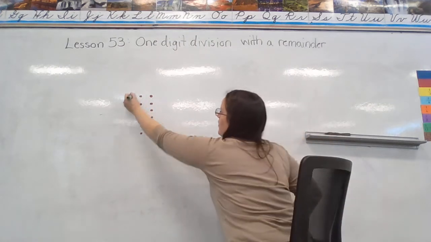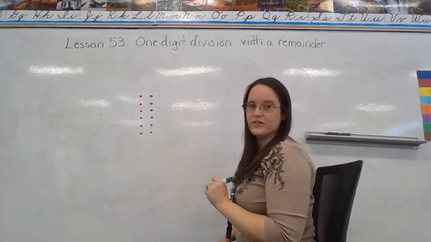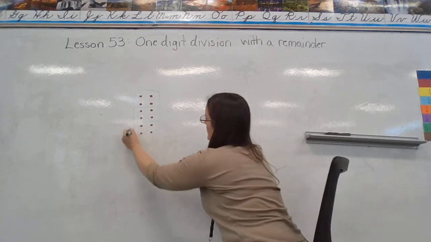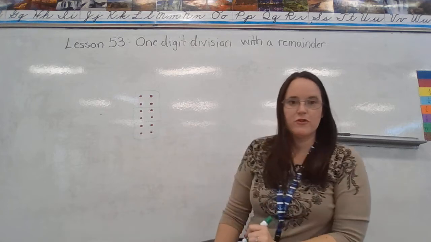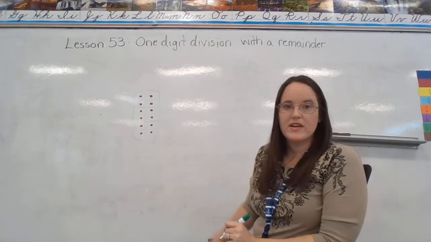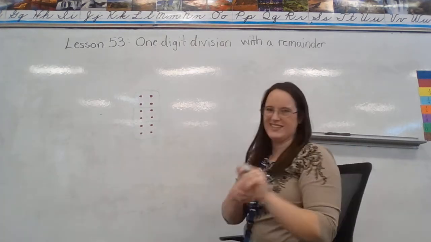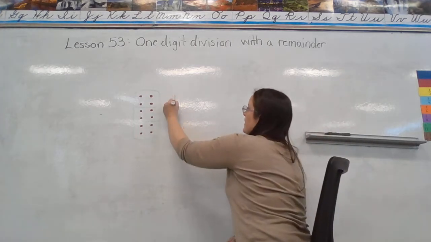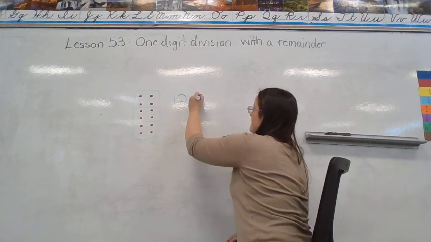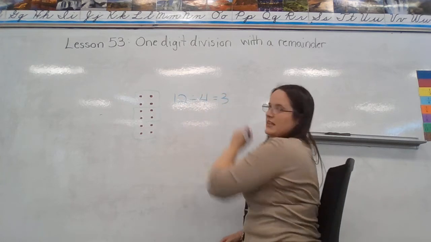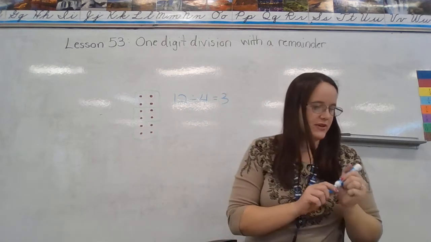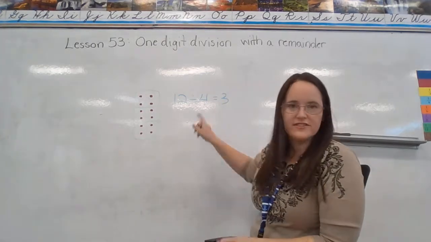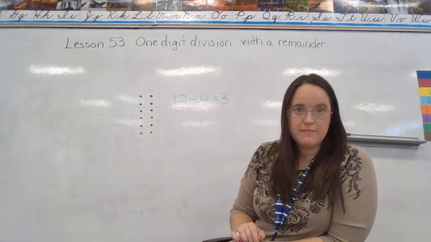So I can take 1, 2, 3, 4, there's a group. 1, 2, 3, 4, there's a second group. And 1, 2, 3, 4, there's a third group. I have 3 groups of 4, so I know that 12 divided by 4 equals 3. Let's stick with purple and black, okay? 12 divided by 4 equals 3.